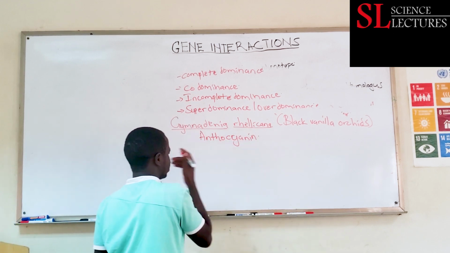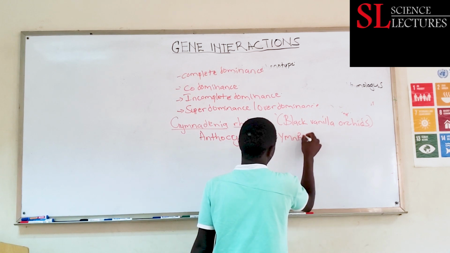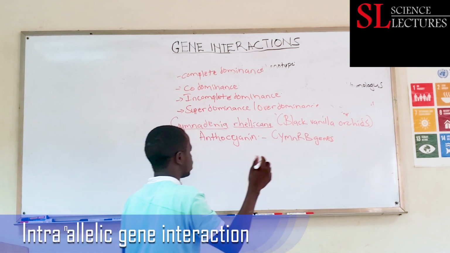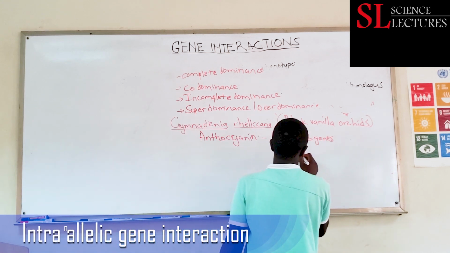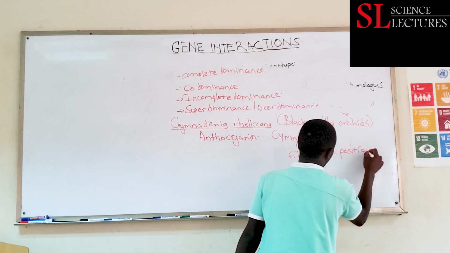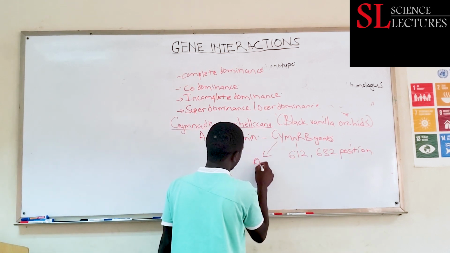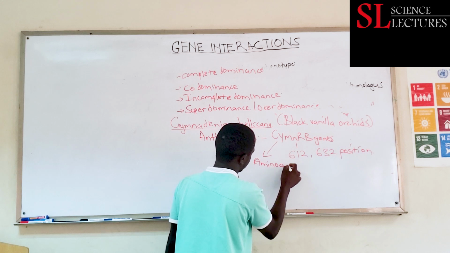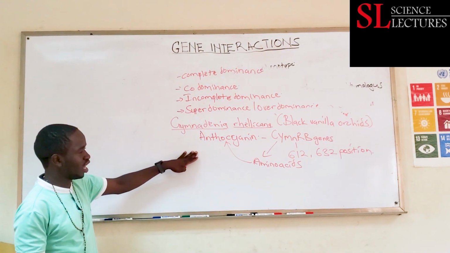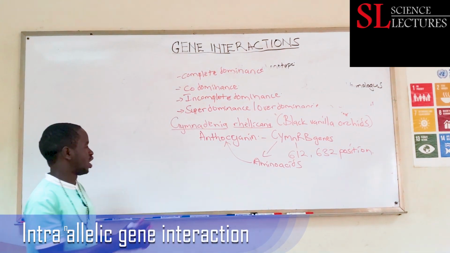and these genes were called the GYMNRB genes. And these genes were located on the 612 and 632 position on their chromosomes. And these two genes coded for some amino acids that were responsible for the formation of anthocyanin. So, how does this bring us to superdominance?